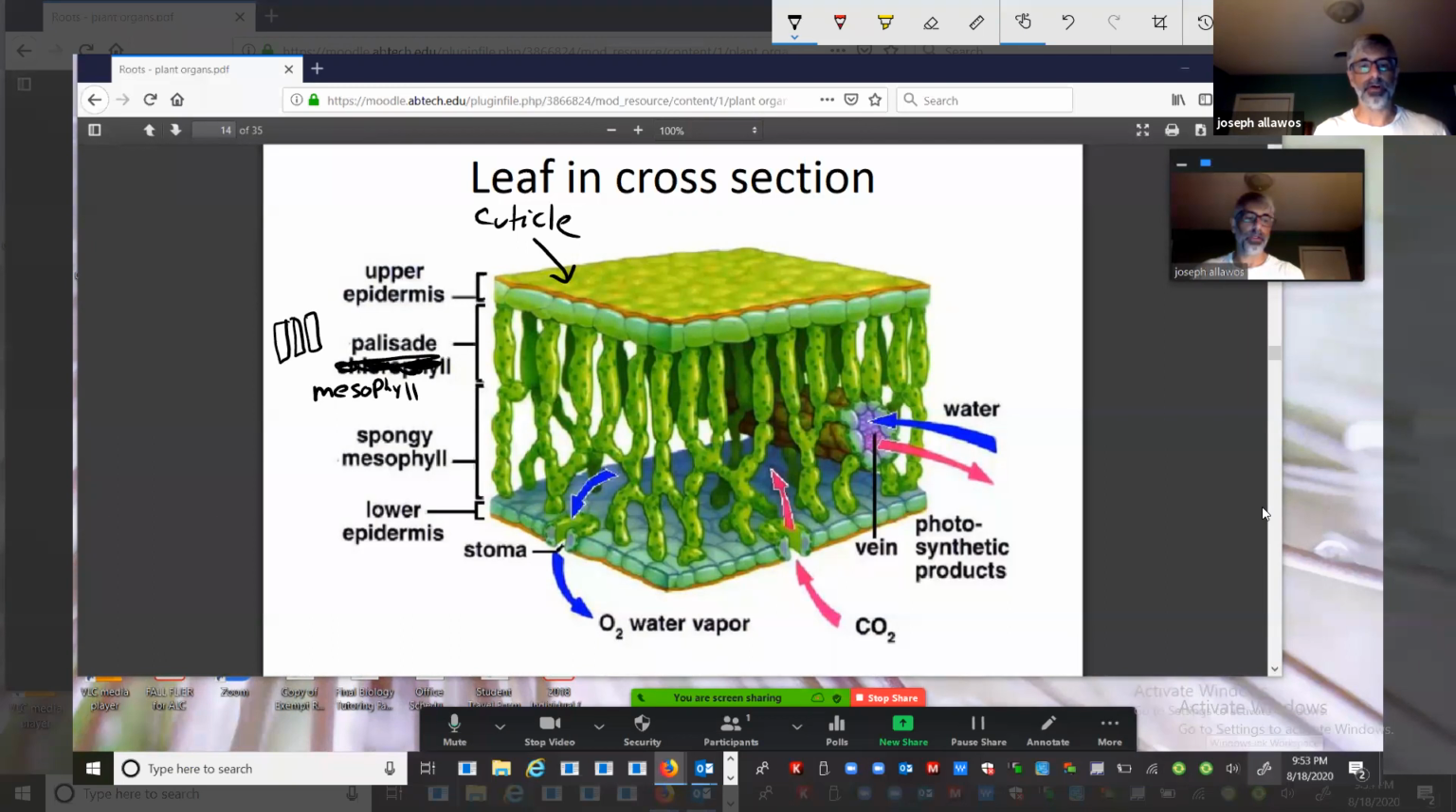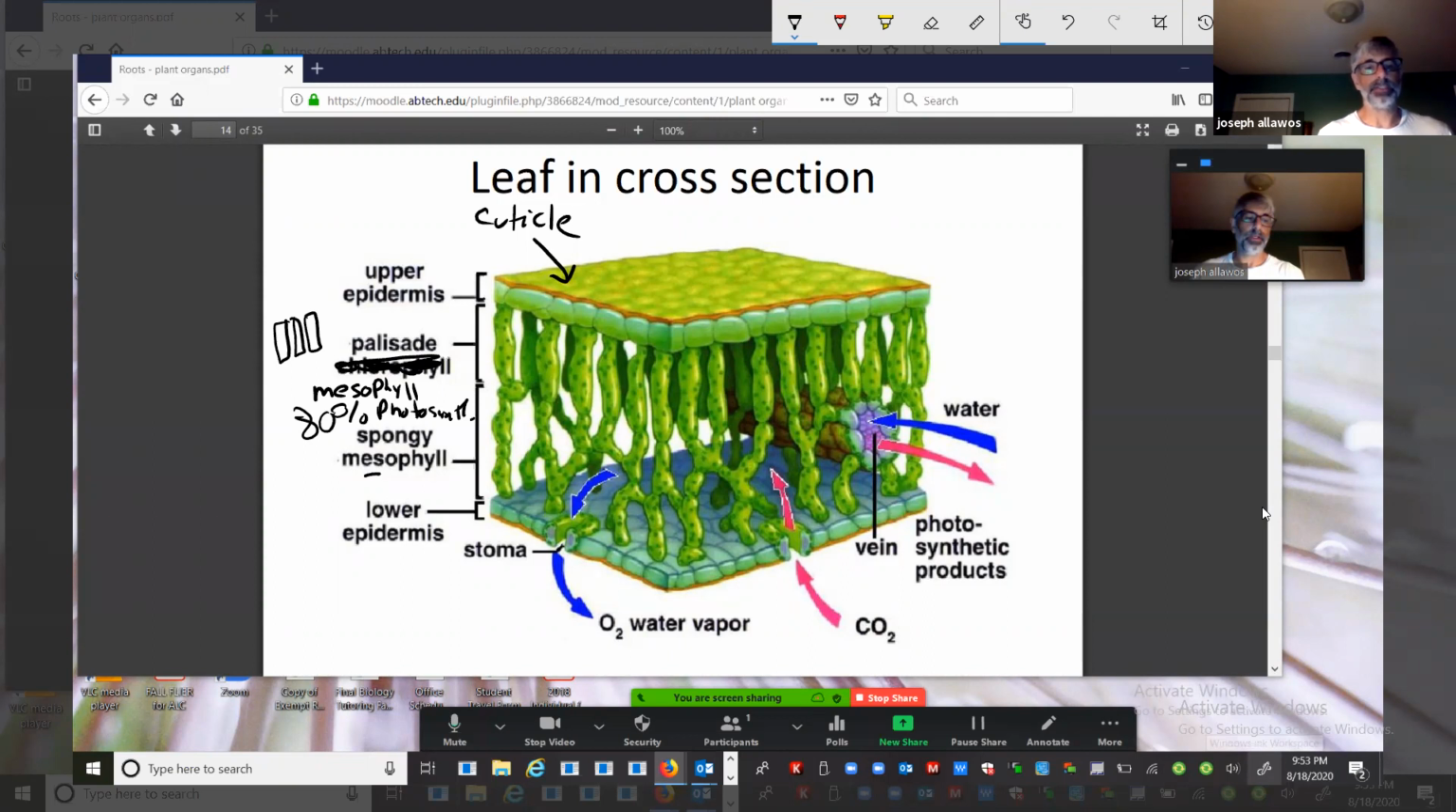Just below the palisade mesophyll, we have the spongy mesophyll, and that's this area here. What do sponges have? They have holes, right? And so these cells aren't nearly as tightly packed, and there's lots of spaces in between them, and we're going to see these spaces are very important. And then at the bottom, we have the lower epidermis. So two of the four layers are just the skin, and the cuticle is not a tissue layer. It just adheres to the epidermis. So what's going on in these different layers? Well, the palisade mesophyll on the top of the leaf, just below the upper epidermis, is where 80% of the photosynthesis occurs.